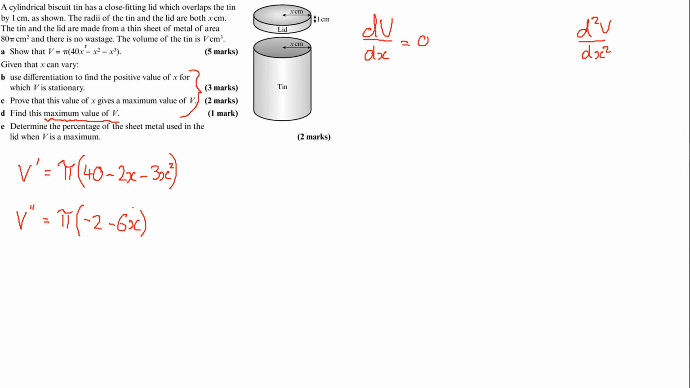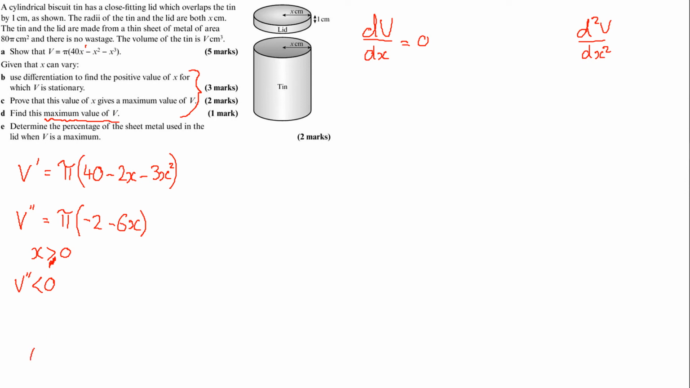Now, something's really cool here. As long as x is greater than 0, not greater than or equal to 0, just greater than 0, your double derivative is going to be less than 0, because it's negative. So as long as x is greater than or equal to 0, your double derivative is going to be less than 0, which means that the gradient is always decreasing.